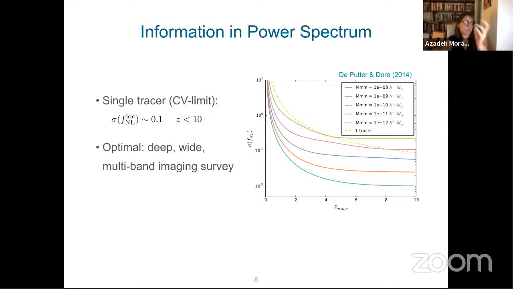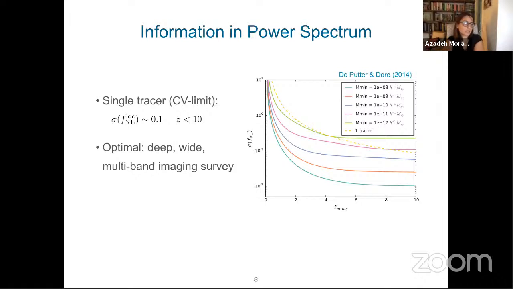Okay, so let me first take a step back. Let's first focus on the single tracer case. Let's say we are looking at a certain type of emission line galaxies that go all the way up to redshift 10. And of course, the constraints on FNL plateau at some redshift. Going higher in redshift, you cannot go beyond the cosmic variance limit, which is about 0.1.